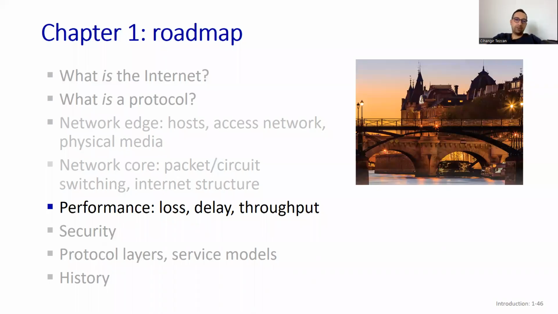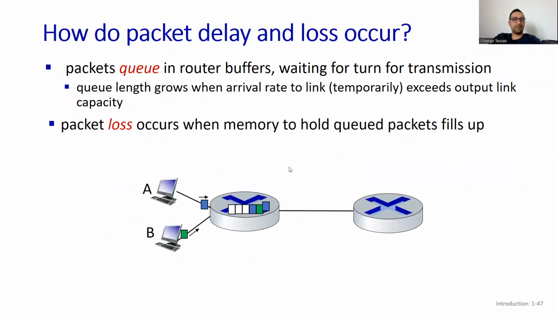All right, we continue with performance. We are still using the slides from the book Computer Networking: A Top-Down Approach. So we are going to talk about performance, loss, delay, throughput. So let's start. How do packet delay and loss occur?